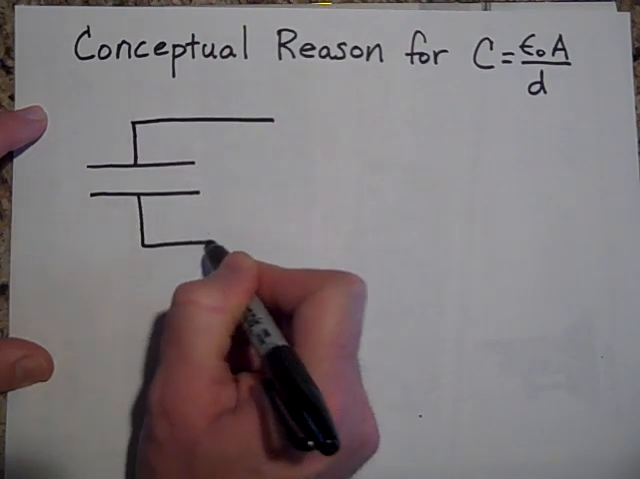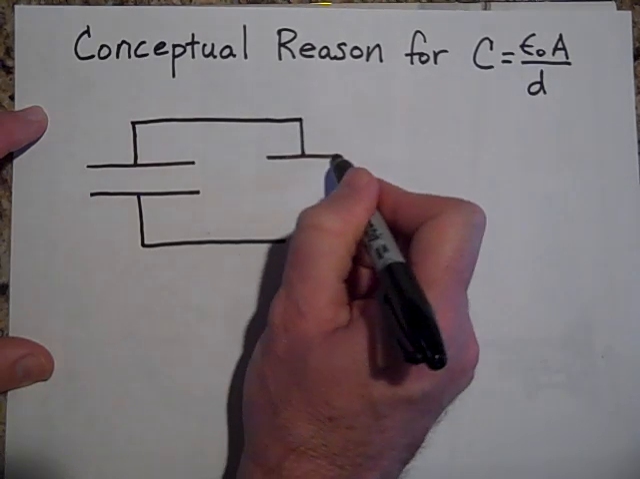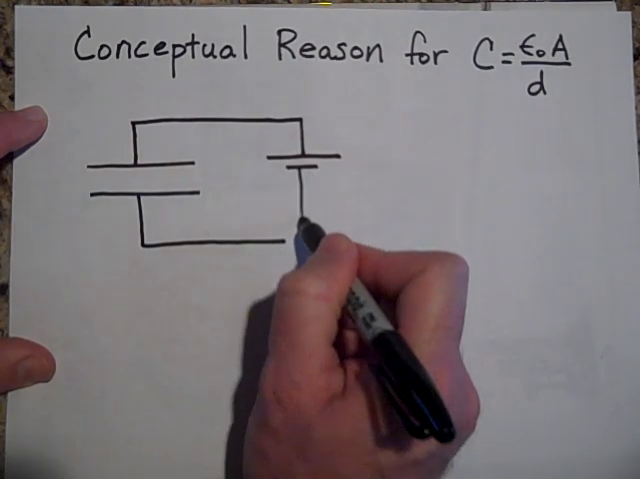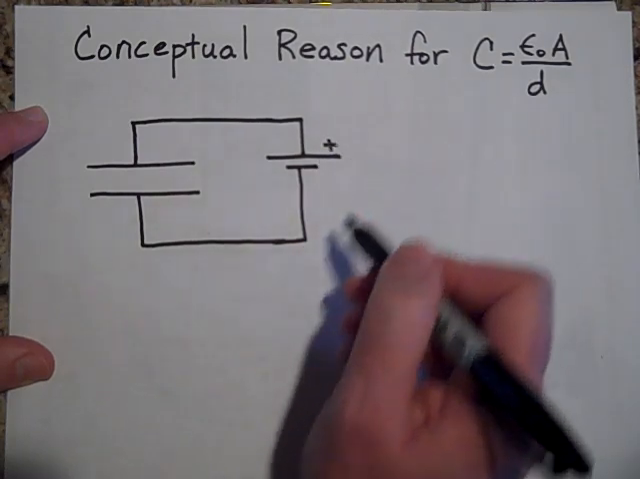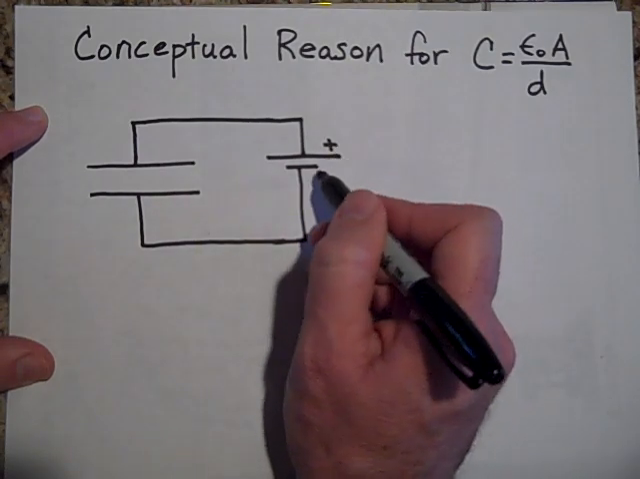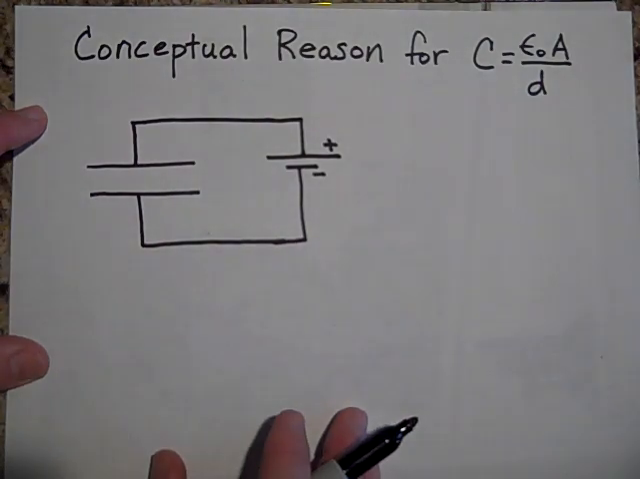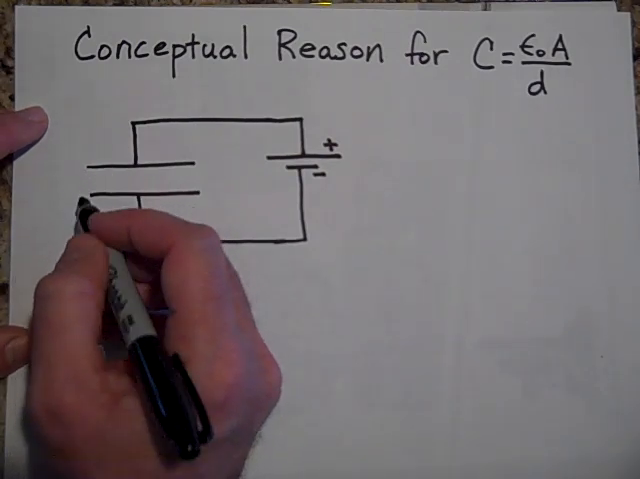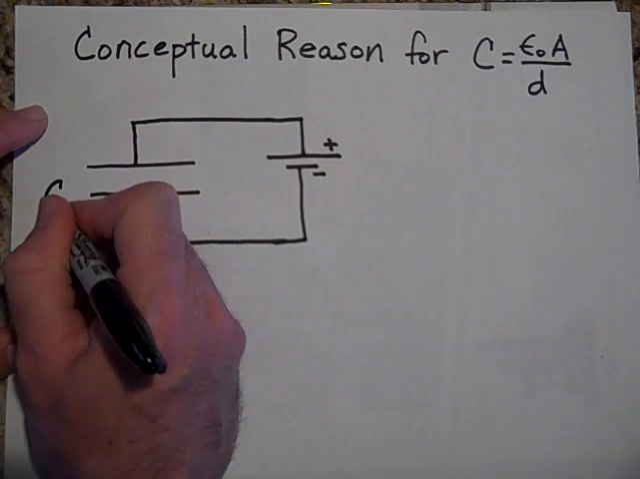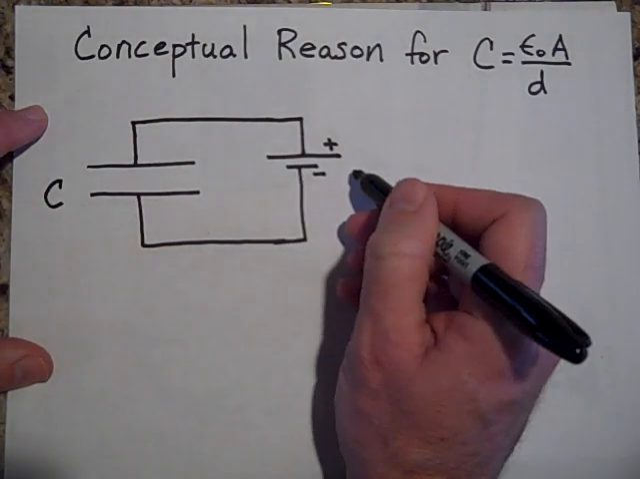Now, the way that we represent a battery, if you remember from last year, is we put that symbol. This represents the positive terminal of the battery, a DC battery, and this represents the negative terminal of the battery, or sometimes called ground. So here's your capacitor, C, and there's your battery. It's got a certain amount of voltage.